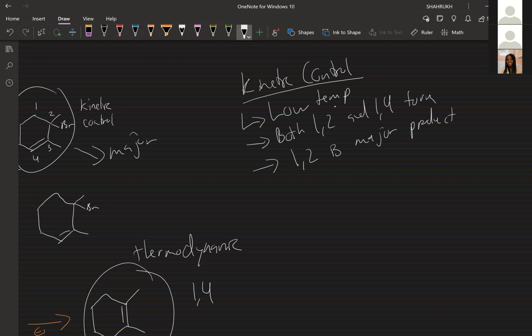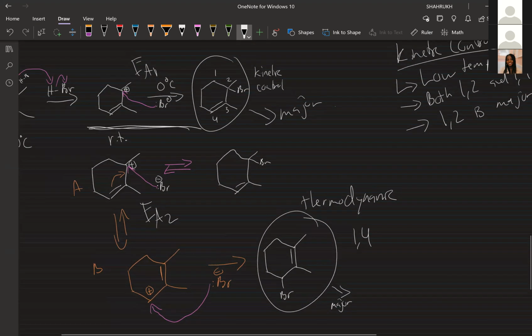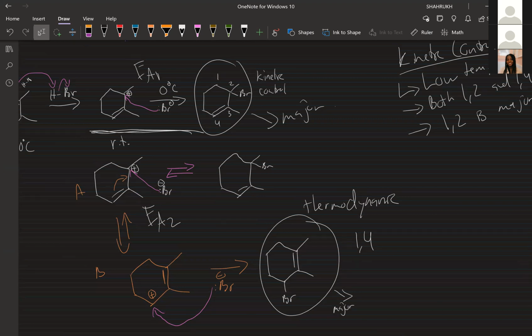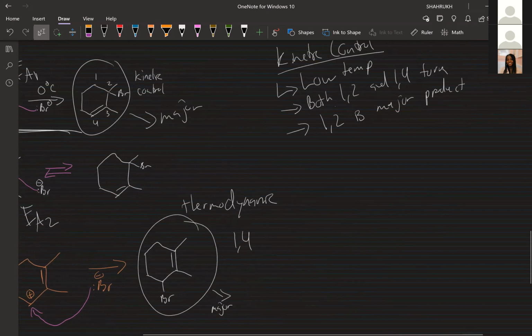Okay, so that's kinetic control, right? It's at a lower temperature. Both the 1,2 and the 1,4 still form. The 1,2 product is the major product. So that's why I wanted to show this entire mechanism, because this is going to occur at both temperatures. It's just that the orange pathway is going to happen a lot more at higher temperatures. The top pathway there for kinetic control is going to happen a lot more at lower temperatures.